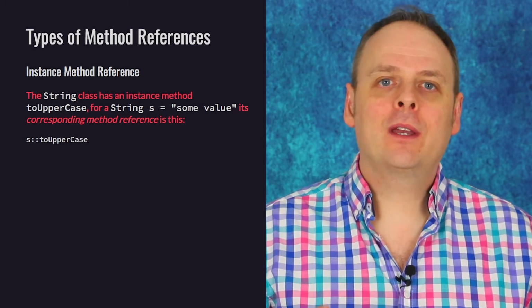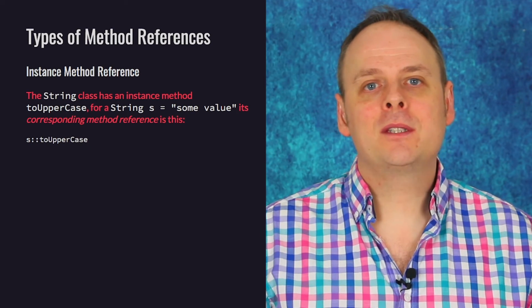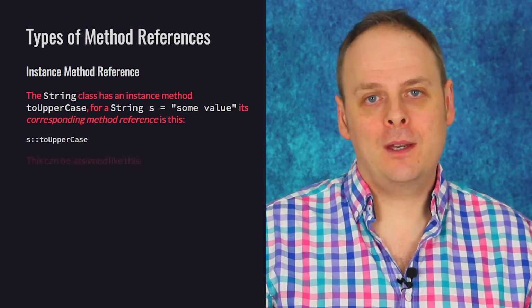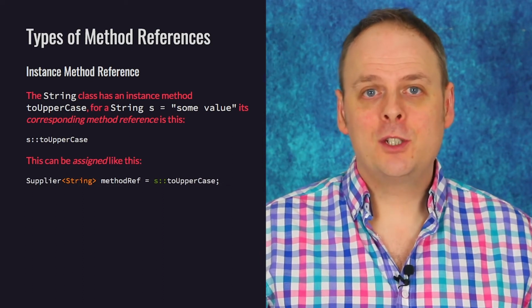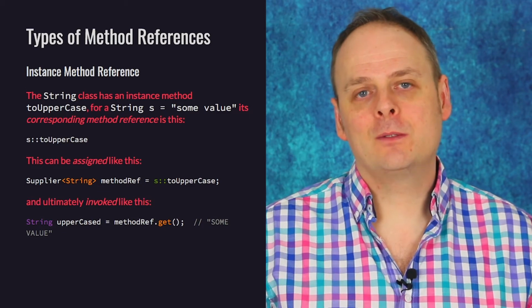Now, since we're invoking a method reference against a specific instance, this method reference is a supplier, which returns a string, so it can be assigned and stored like this. Then at some stage, it can be actually invoked to get the result like this, returning the capitalized version of the string. At this point, you might be thinking, I don't get it.